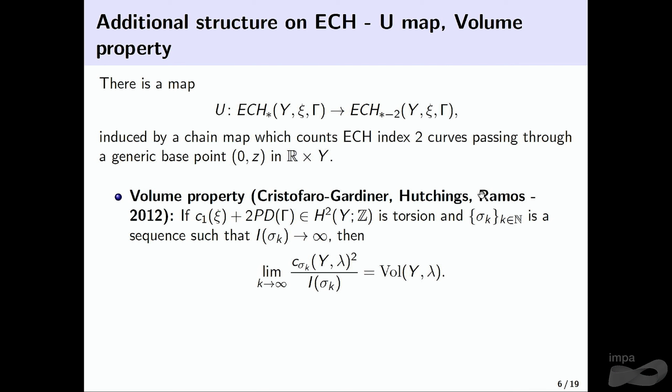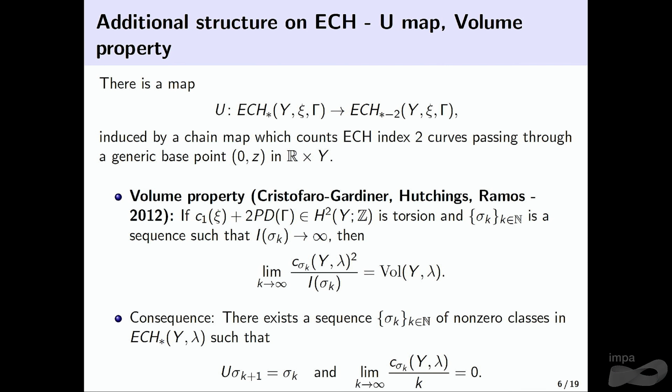And a consequence is that there exists a sequence of non-zero classes. We usually call this sequence a U sequence because of the property U of sigma_{k+1} is sigma_k. And we have this sublinearity here. And again, I'm cheating a little bit here. We borrowed the existence of a sequence like this from Seiberg-Witten Floer cohomology. But we have a sequence like this.